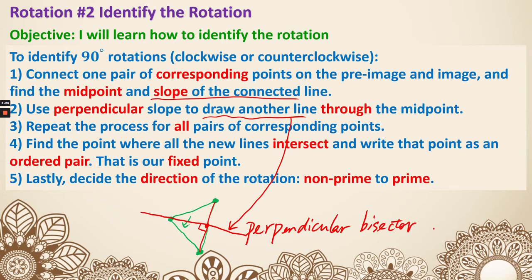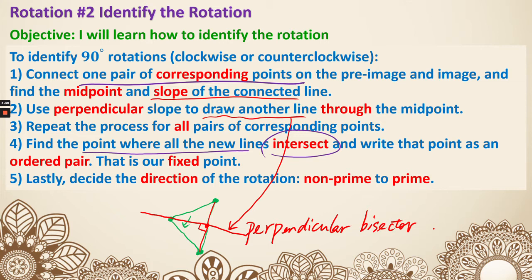So the process is slightly different than the 180 degrees. For the 180 degrees, what we basically did was just connect them, and then without using the perpendicular or the midpoint, we were just finding the point that's intersecting. So the process is very similar, but 90 degrees is going to be a bit more complicated. We are going to need to use the midpoint and perpendicular.